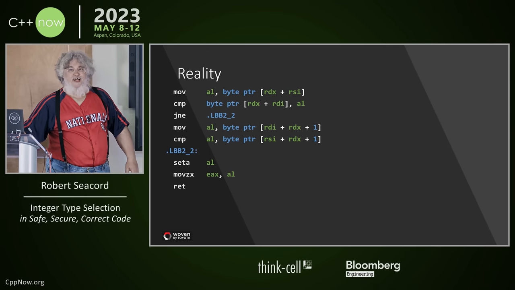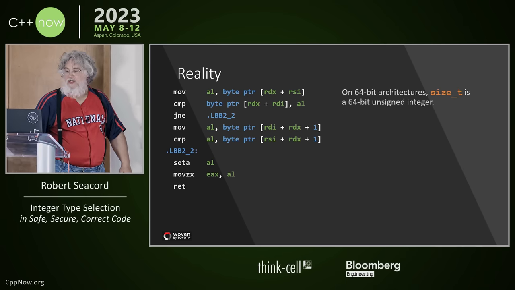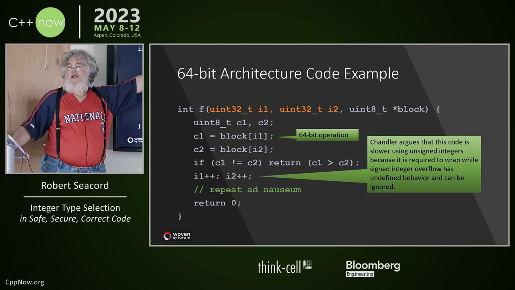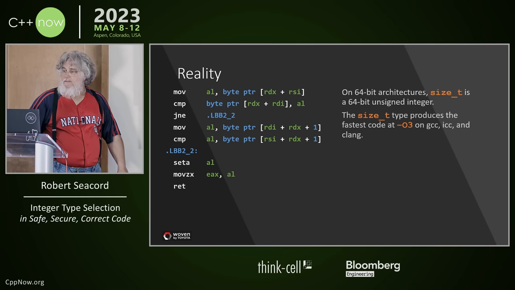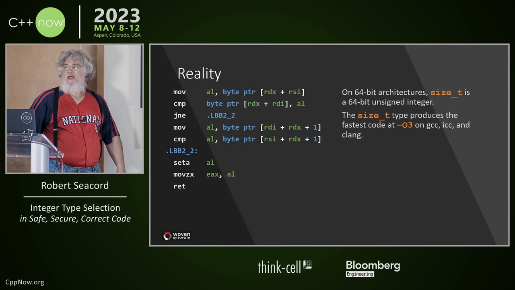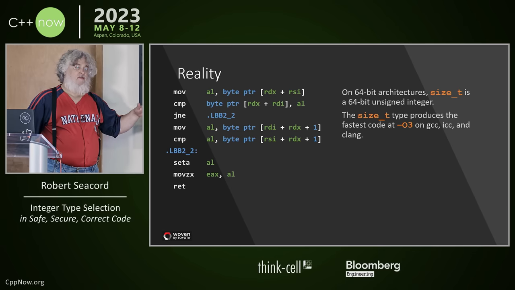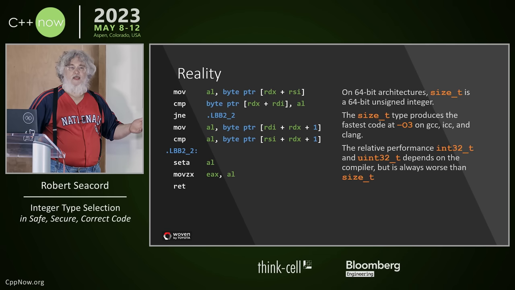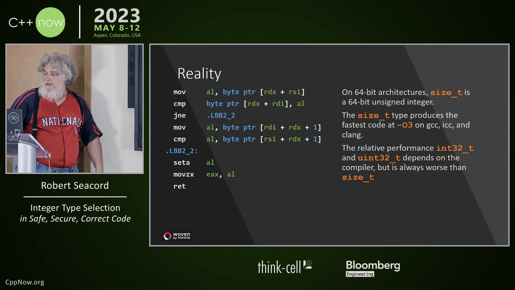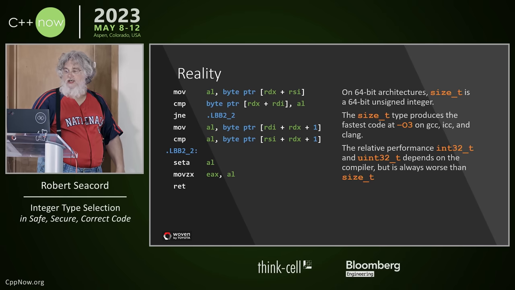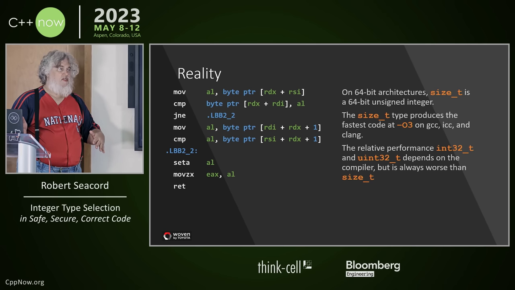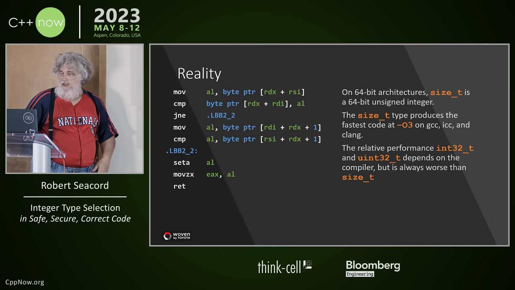So what I did was I tested it. It turns out on a 64-bit architecture, if you pass in as parameters for i1 and i2, if you declare these to be size_t, you get the best performance at O3 on GCC, ICC, and Clang. All three compilers produce the best performance for the size_t type, the 64-bit unsigned type. So to my thinking, it's like, hey, you use the correct type and it's faster. How shocking is that? The int32_t and the uint32_t were basically compiler dependent. On some compilers, signed int was faster, on some unsigned was faster, but in all cases it was always slower than size_t, which is, in my mind, the correct type to use here.